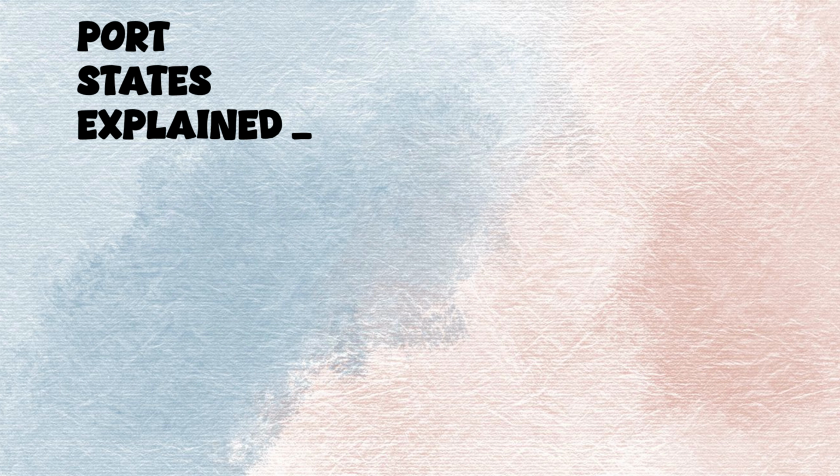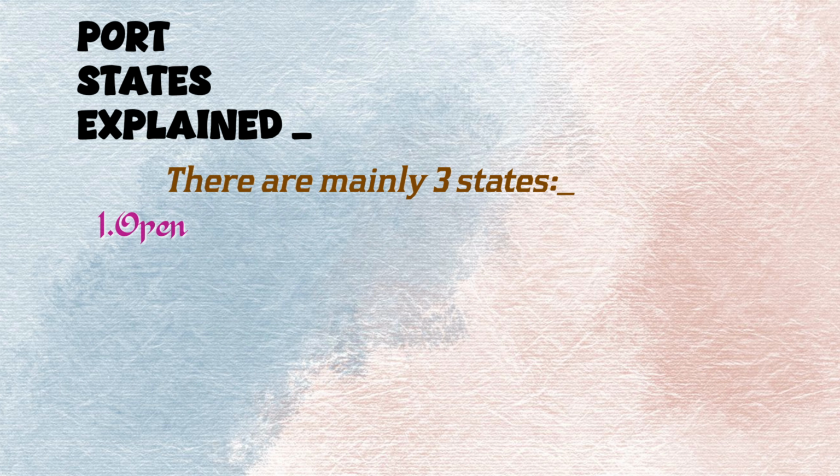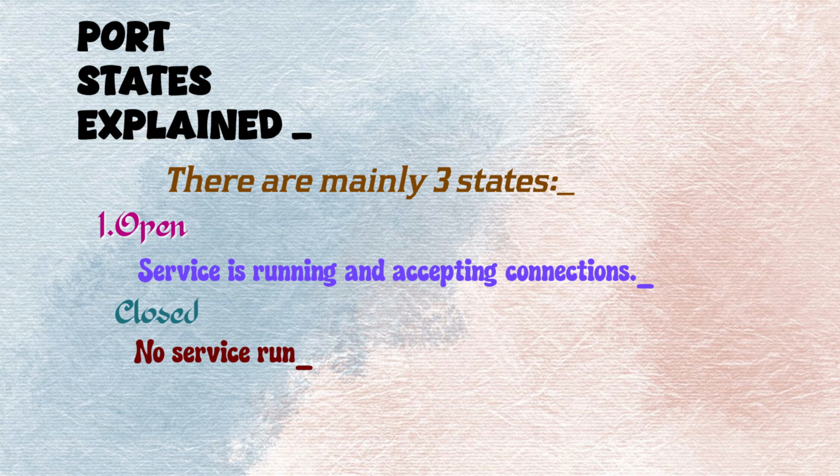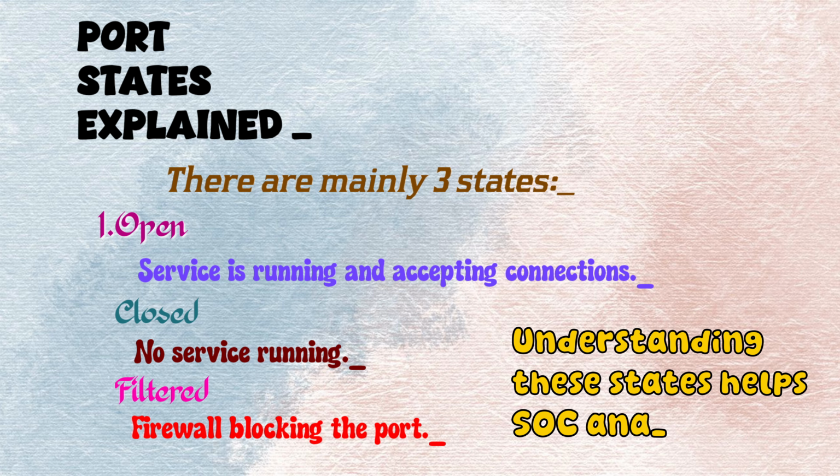Port states explained. There are mainly 3 states. 1. Open: service is running and accepting connections. 2. Closed: no service running. 3. Filtered: firewalls blocking the port. Understanding these states helps SOC analysts.